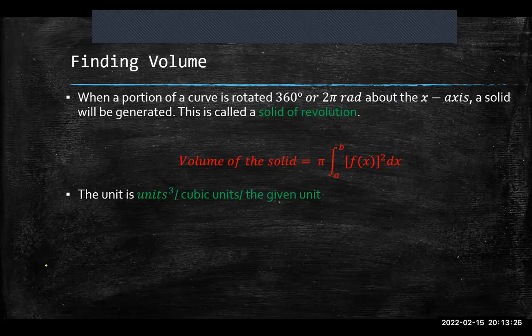Finding volume. That's another use of definite integration, right? We just finished learning about how to find the area under a curve. Now we learn how to find the volume of something called a solid of revolution. So when a portion of a curve is rotated 360 degrees, also known as 2 pi radians, about the x-axis, a solid will be generated, and this is called a solid of revolution.